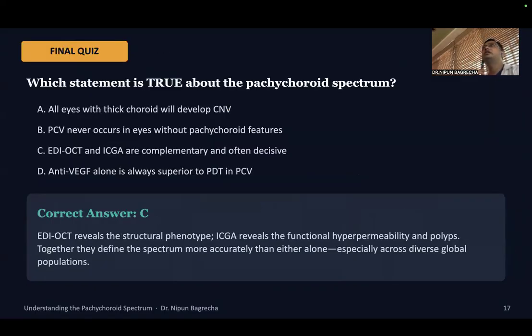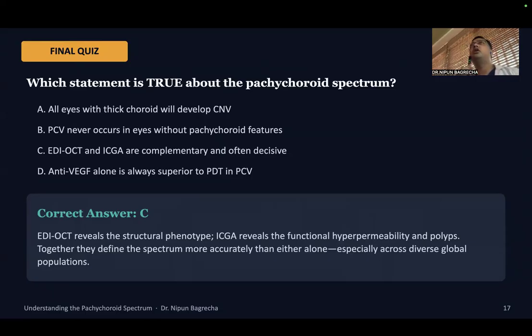So now the final quiz: which statement is true about the spectrum? All the answers are there only. All eyes with thick choroid will develop CNVM. PCV never occurs in eyes without pachychoroid features. EDI-OCT and ICG are complementary and often decisive. And anti-VEGF alone is always superior to PDT in PCV.